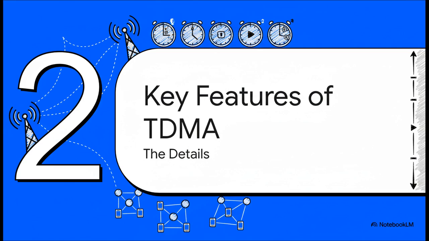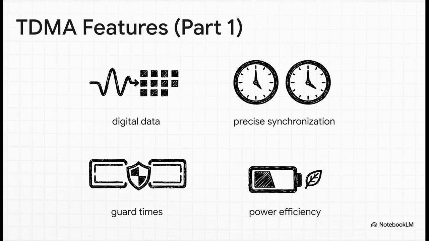All right, so we've got the basic principle down. Now let's dig into some of the key features that made TDMA so foundational for building the digital cell networks we rely on today. First off, this whole bursty way of sending data is perfect for digital information, which is already broken up into ones and zeros. Of course, to make this dance work, everything has to be perfectly timed down to the microsecond. That precise synchronization is absolutely non-negotiable. And like we just talked about, those guard times are essential. But here's a huge win.